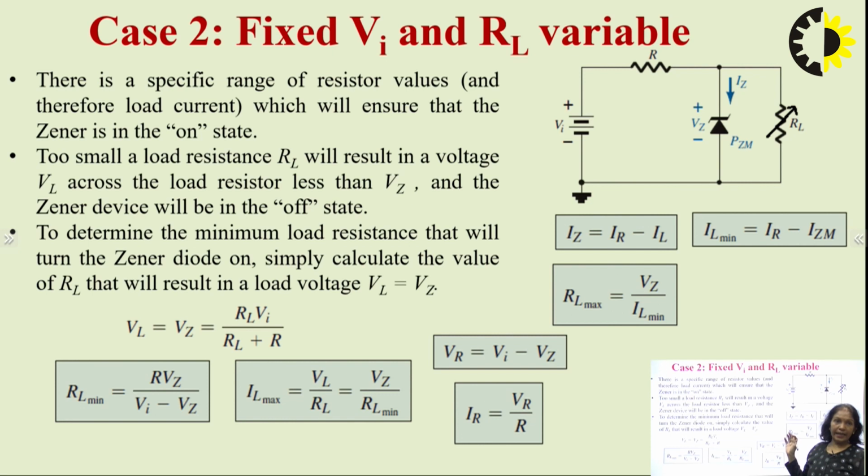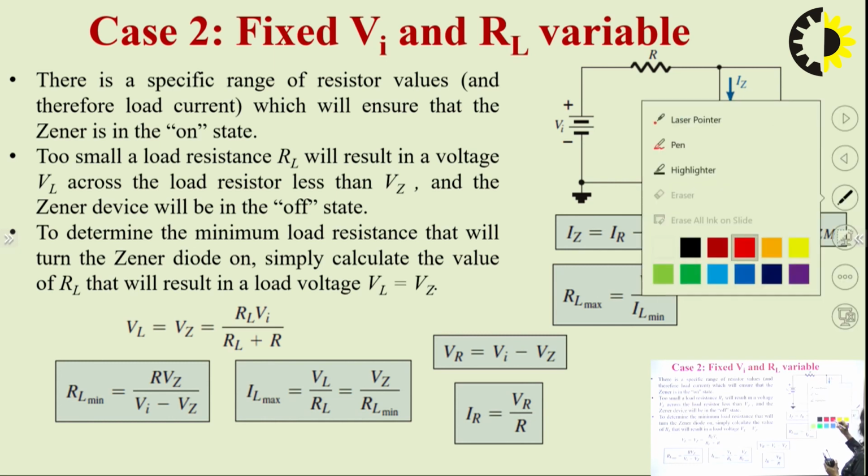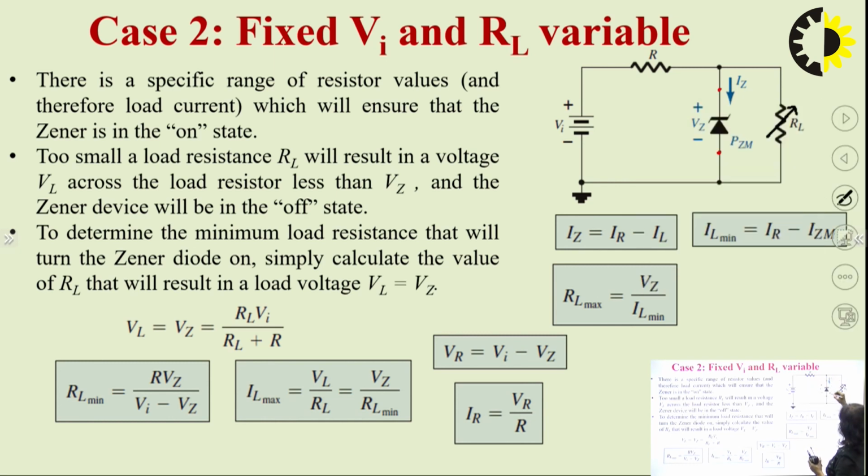So now consider the second case. In the second case, VI is fixed and RL is variable. So whenever we would like to calculate the range, we always start with step 1, where we remove the Zener diode from the terminals A and B, and calculate the voltage across this, VAB, and compare this value with the VZ. Because now we would like to find out the range of RL in this particular case.